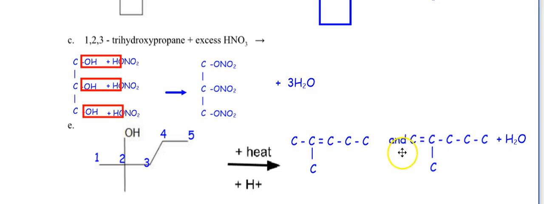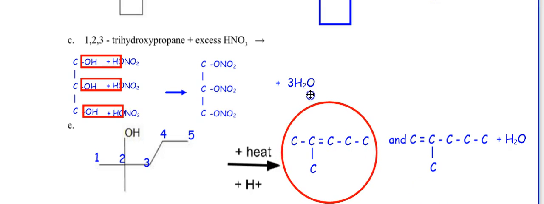Over here I have 2 and none. So which do I have more of? I have more on this one. I have 2 versus 1. So this is my more substituted. This is going to be your more common. And again, why is that? It all goes back to the stability of the carbocation, if you remember that.